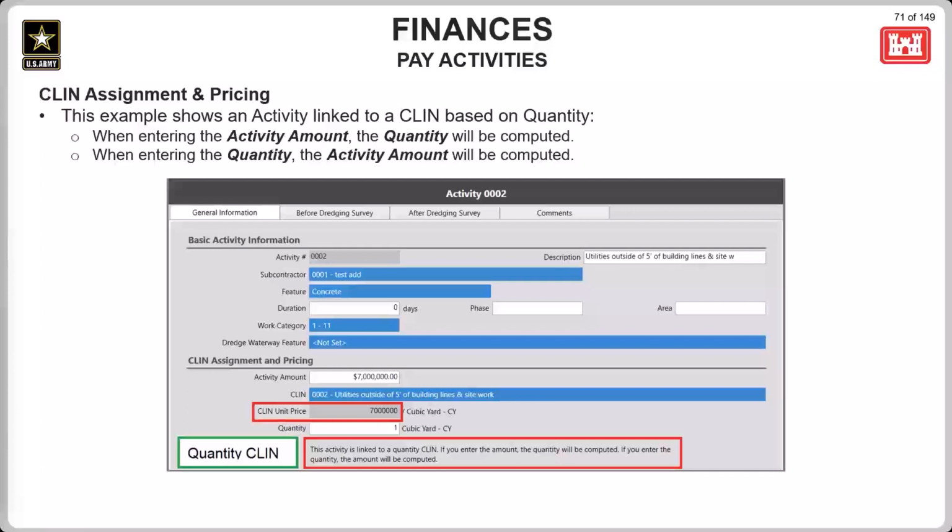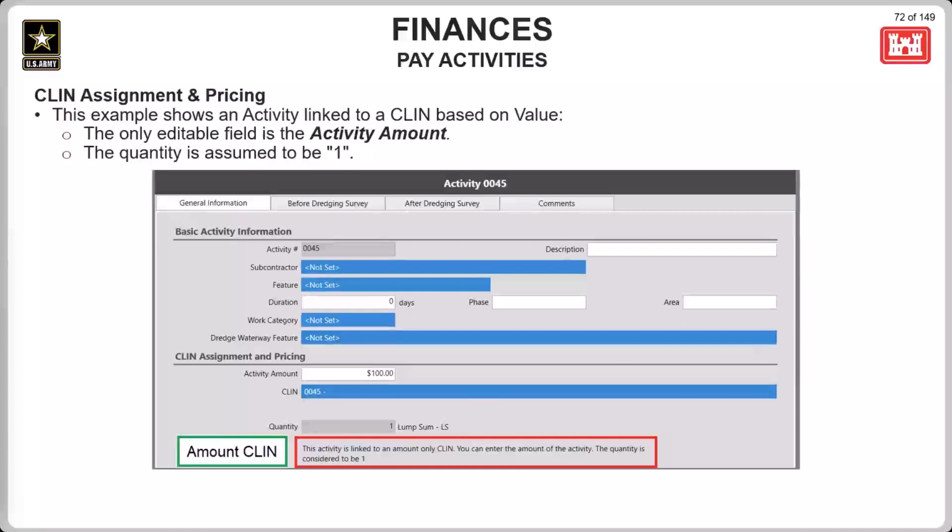The focus for this slide is the difference between the quantity CLINs and the lump sum or amount CLINs. When you select a CLIN for an activity, the CLIN amounts will be displayed below it. But as you can see here on this slide, this view is for an activity that's linked to a CLIN which is a quantity CLIN. So users are going to see both the quantity field and the amount field. And here is the view of an activity that is linked to a CLIN that is a dollar amount CLIN, like lump sum, job, each, etc.